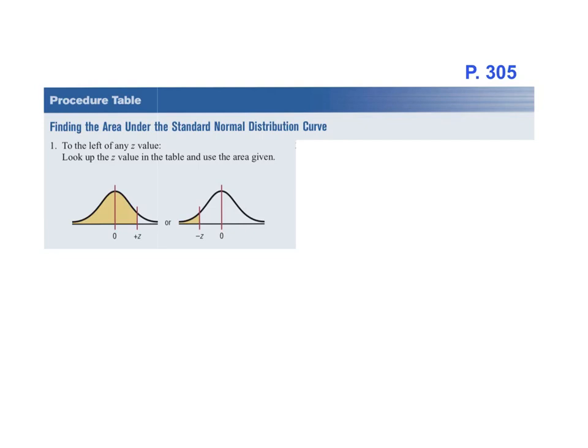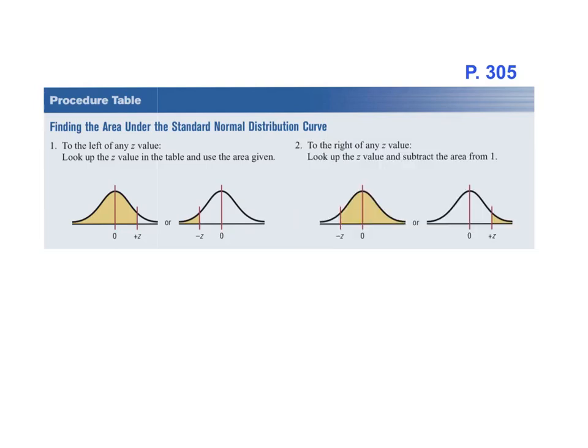The second thing that's going to happen is sometimes it's going to ask you for the area to the right of the z-score, and you do something a little different there. So in these 2 examples, it would be asking for the area to the right. And I'll show you examples when that changes. What you would do here is, since the table tells you the values to the left, we would actually go 1 minus this value.